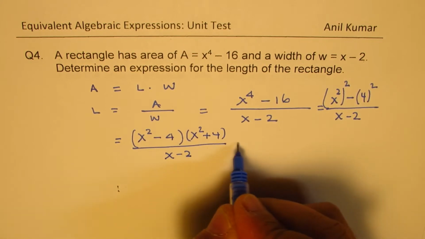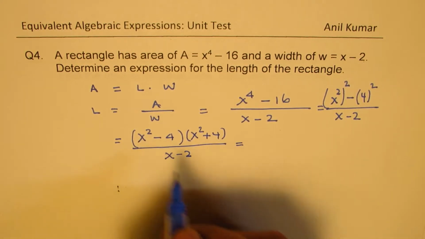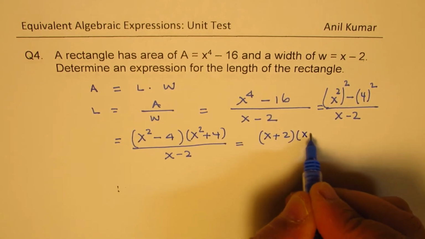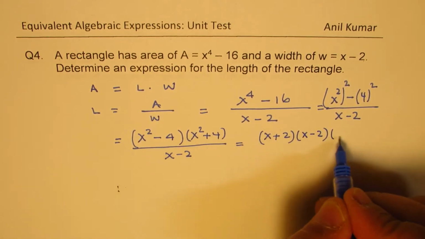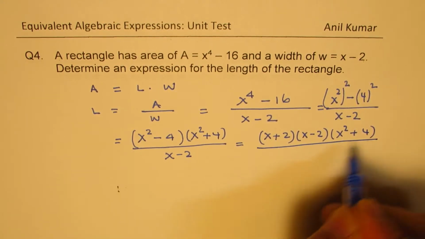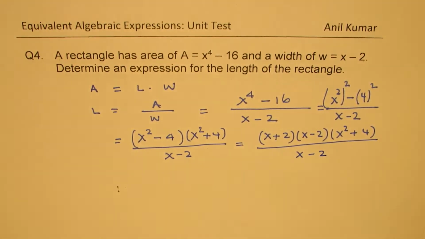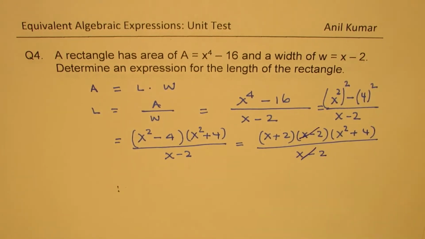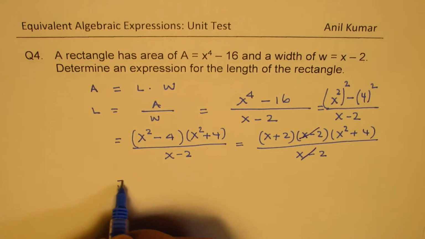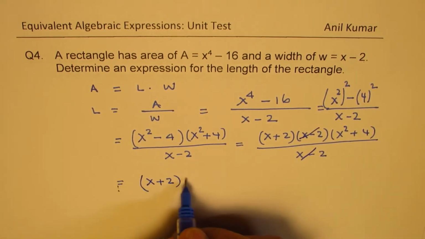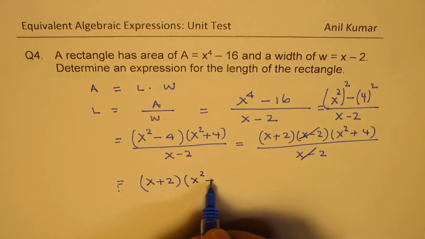minus 2. Now x square minus 4 can be further factored, so you could write this as x plus 2 times x minus 2, and the term which is not factorable is x square plus 4 divided by x minus 2. Now you can simplify by crossing x minus 2, so you get this answer here as x plus 2 times x square plus 4.